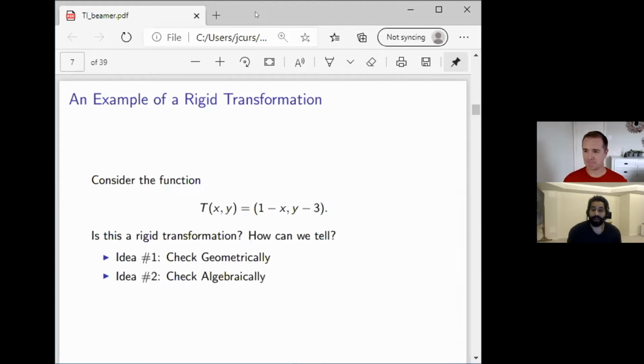And the main idea for checking if something's a rigid transformation, and what's nice about this, is you can check in multiple ways. You can check geometrically to make sure the distances are being preserved, or you can check the distance equation algebraically, and both ways are perfectly reasonable. So for instance, let's start by trying to check geometrically.